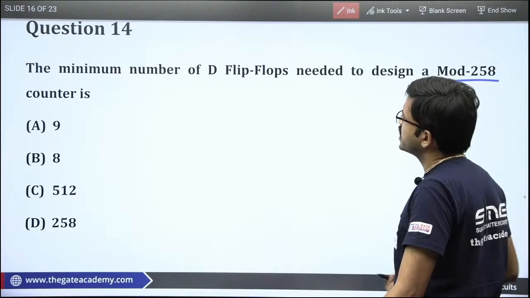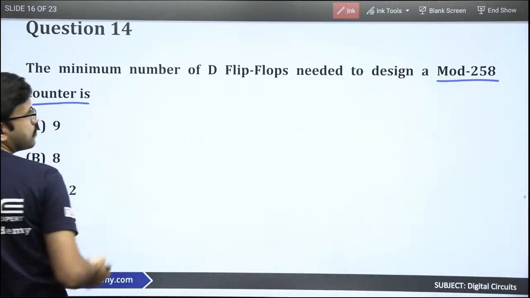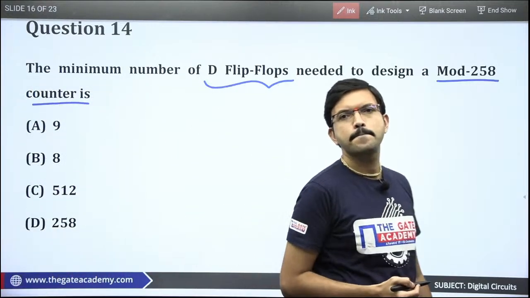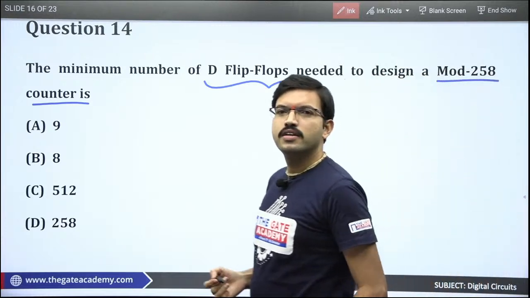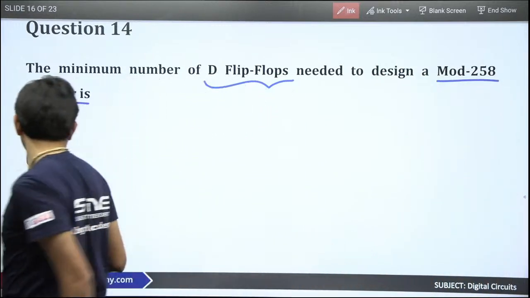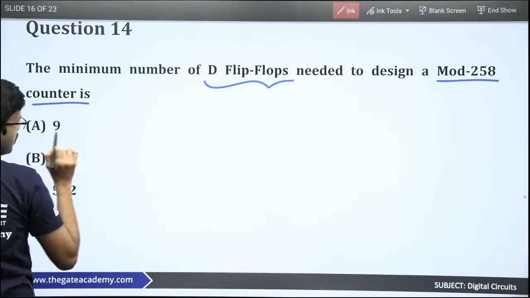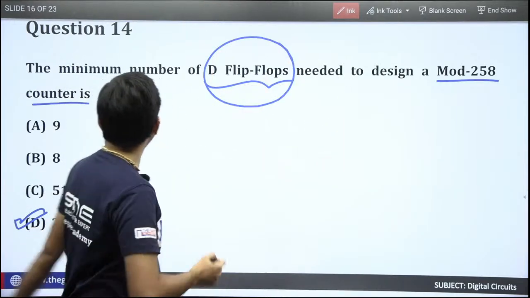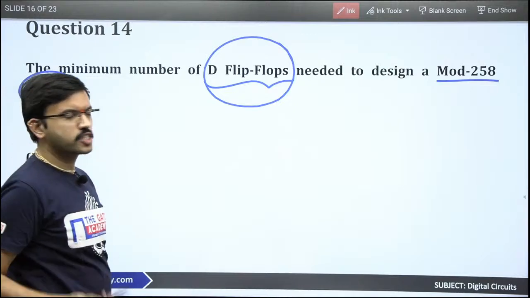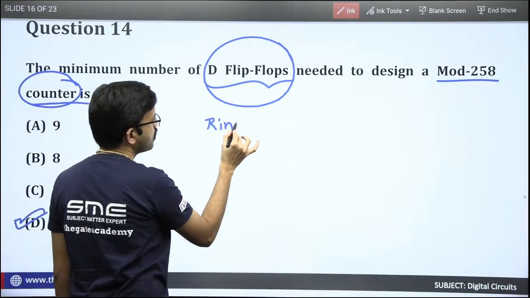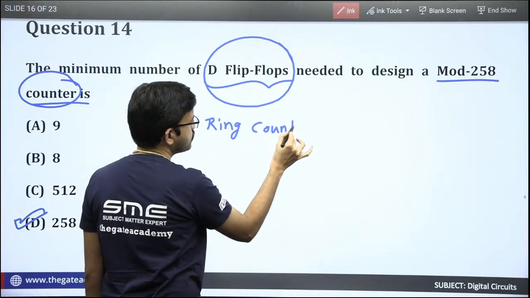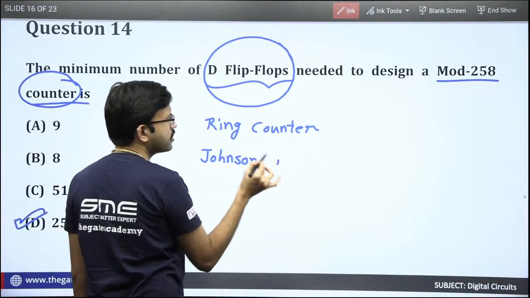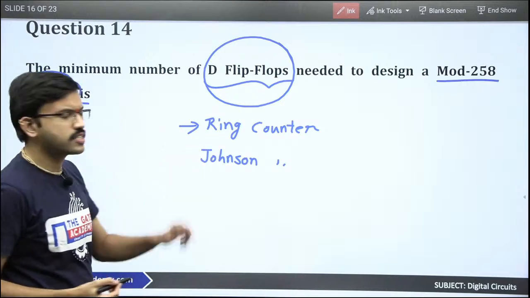So here the question is regarding mod 258 counter. You are having mod 258 counter. For designing this one, what is the minimum number of D flip-flops required? Yeah, very good, Nikita, Meghna. Yeah, 258 is the correct one. See, whenever the term D flip-flops is mentioned, the respective counter can be only two possibilities. Either it can be ring counter or it can be Johnson counter. Just recollect the concepts whatever I have discussed regarding ring counter and Johnson counter.